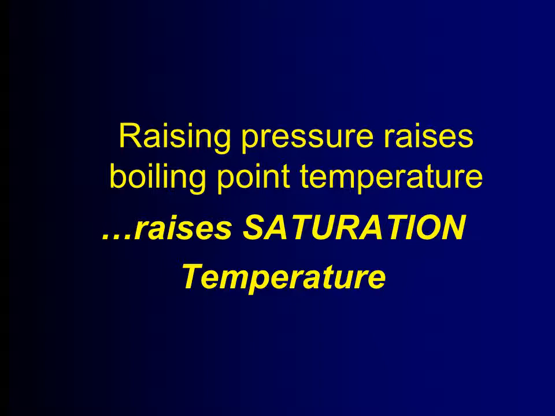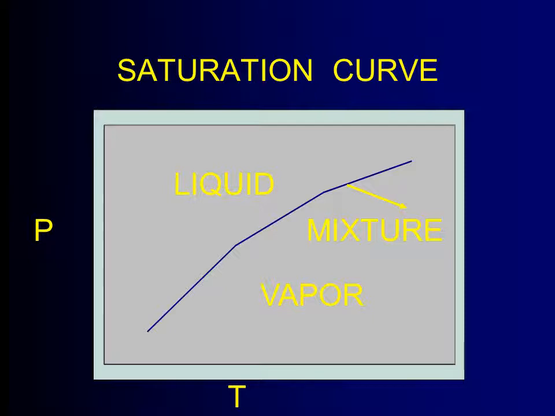Raising pressure raises the boiling point temperature, what we call the saturation temperature. So that's something you really want to have a good feel for. Now we look at the saturation curve, where you have this saturation pressure versus temperature, and notice that any point on this curve will be the saturation temperature for that pressure or vice versa. Anywhere along this blue line, you'll have a mixture, or just liquid, or just about to be all vapor. Somewhere in between saturated liquid and saturated vapor, you're on that line.